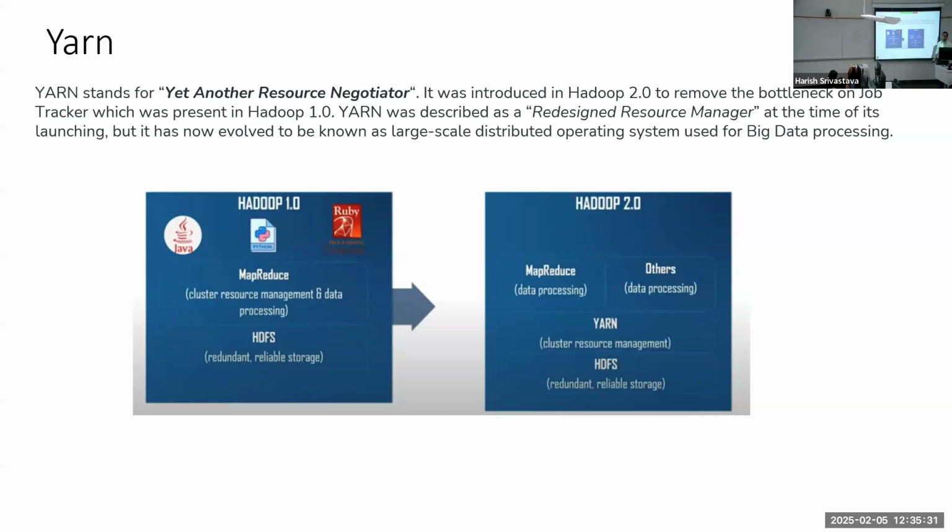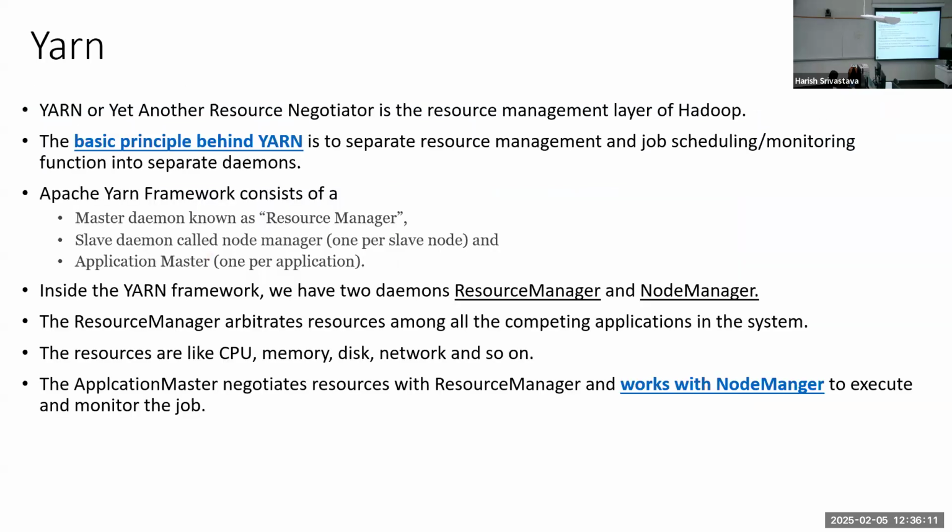It was introduced in Hadoop 2.0 to remove the bottleneck of the job tracker, which was present in Hadoop 1.0. In 1.0 you had a resource management system, but it was an overhead because the processing along with the resource management was eating away the benefits of Hadoop. So it was resolved by creating a separate component. It was redesigned as a resource manager at the time of its launch, but it has now evolved to be known as a large scale distributed operating system used in big data processing. So now it is used as a separate component within the Hadoop installation. Is this point clear? Very simple topic, don't worry about it, it's not so complex.